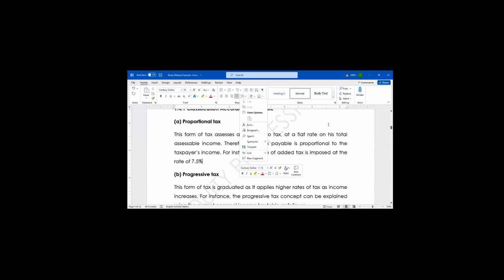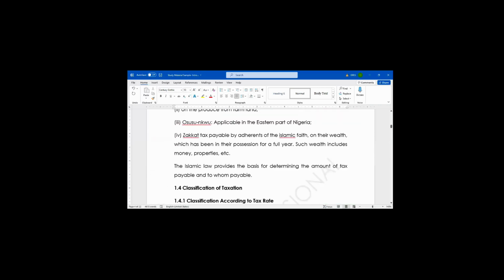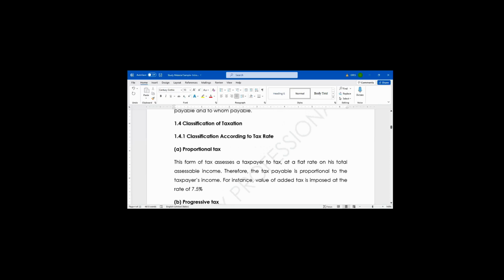That is classification according to tax rates. If you want to classify tax according to tax rate, there are three types of tax under classification according to tax rate: progressive tax, regressive tax, and proportional tax. And I've explained them one by one.